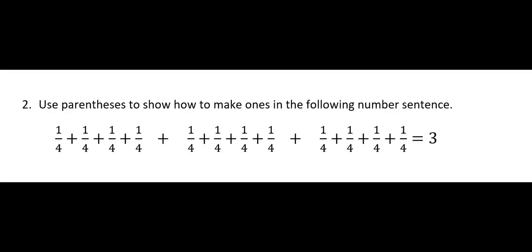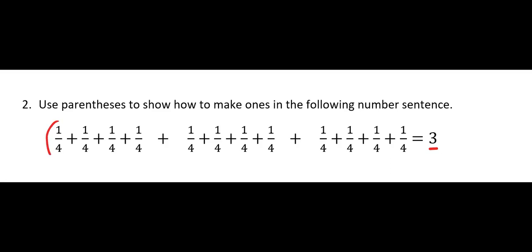Part 2 says use parentheses to show how to make ones in the following number sentence. I have groups of 1/4 that I'm adding together. In all, we're going to show how all of these 1/4 add up to 3 wholes. Since I'm working with fourths, it takes 4/4 to make a whole.